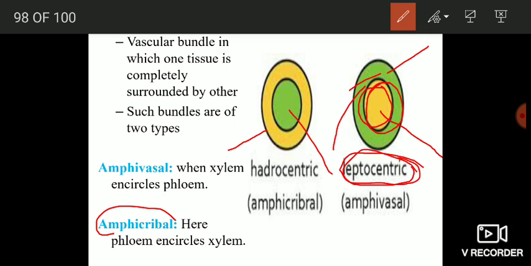And another type is amphicribal type. In this type, the phloem is located on the outer side and it encircles the xylem, the green part. Amphicribal type is also known as hadrocentric.